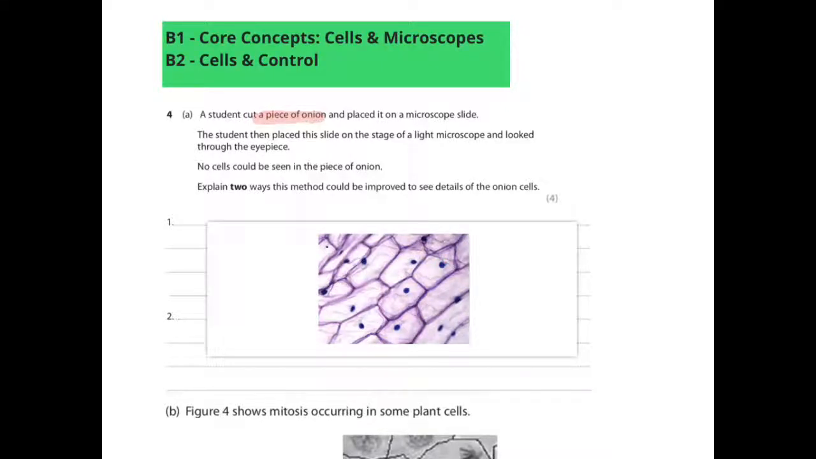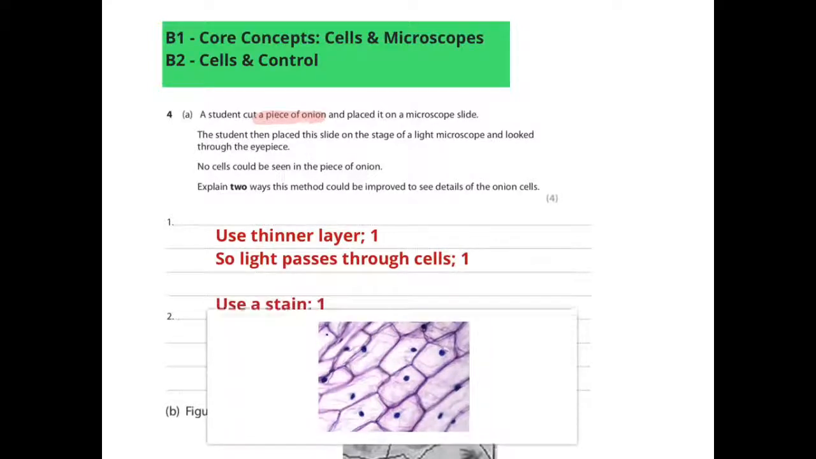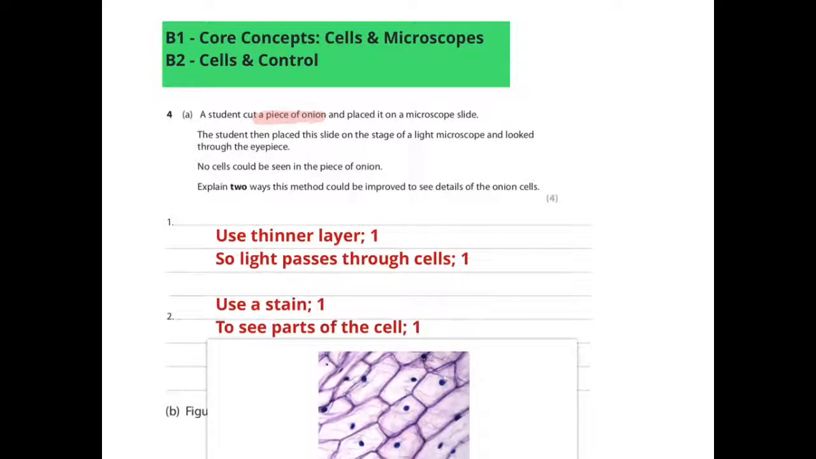But there are other stains as well, like iodine, which will stain the cell wall, so you can see that very clearly as well. So here are 2 ways in which you can improve this. There are many other ways. You can talk about changing the magnification, but I've gone for 2 really obvious ones. Use a thinner layer so light passes through cells. Here's what you do, here's why you do it. And then the next one, use a stain to see parts of the cell.